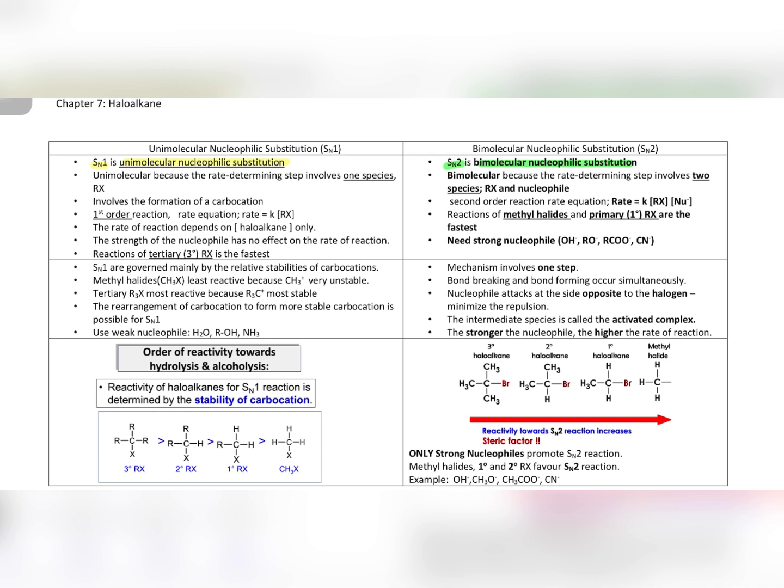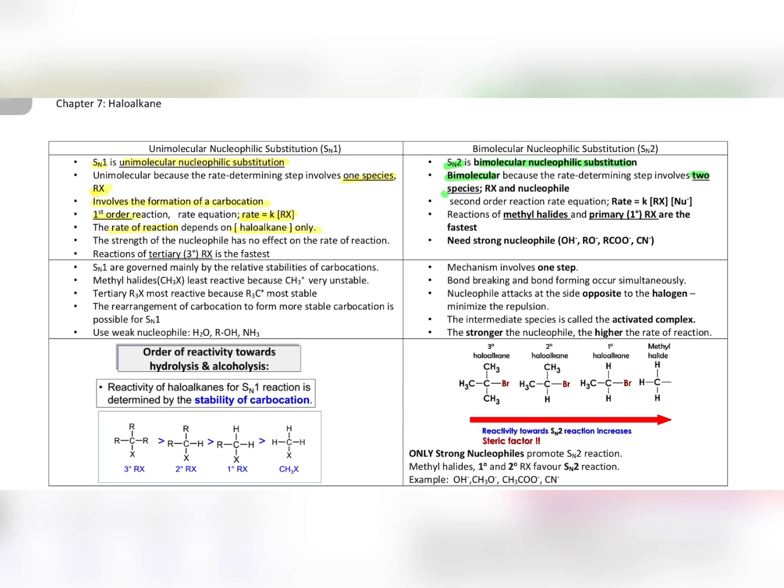And unimolecular, from the name itself, it involves one species, which is the haloalkane. Untuk mekanisme SN1, dia melibatkan formation of carbocation. So nanti bila kamu buat mekanisme SN1, kita akan form carbocation. SN1 adalah first order reaction. So bila kita tulis rate equals to rate constant concentration of haloalkane sahaja.